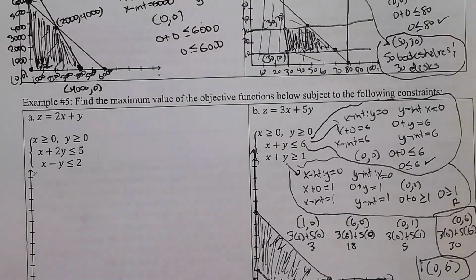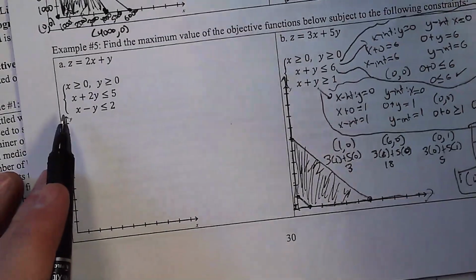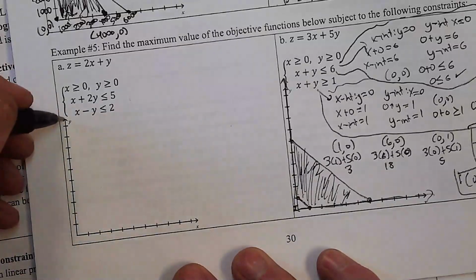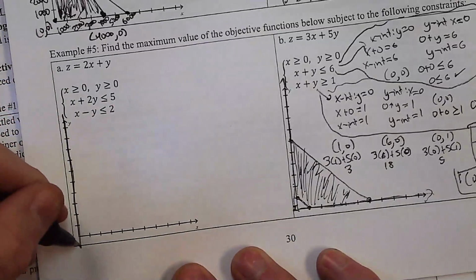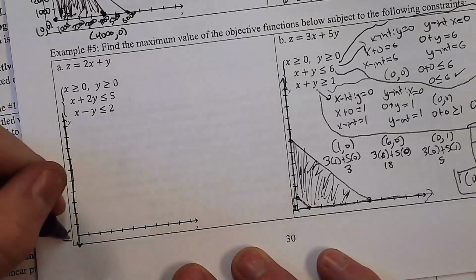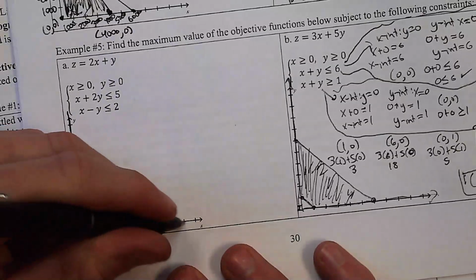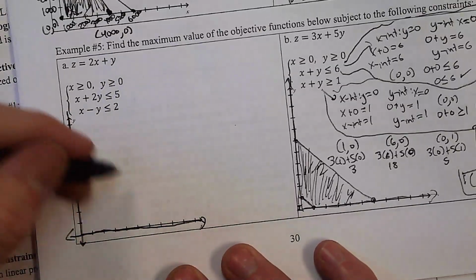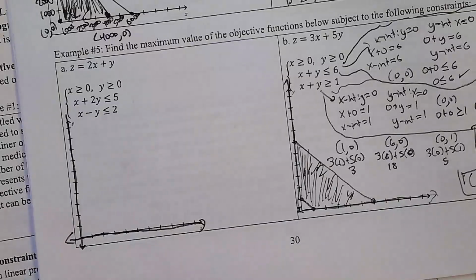So the first thing I'm going to do is graph these. X greater than 0. Remember, that's a vertical line, and it shades to the right. Y greater than or equal to 0 is a horizontal line, so it basically just locks it. It has to be in the first quadrant. Okay? So like that shaded, that shaded.